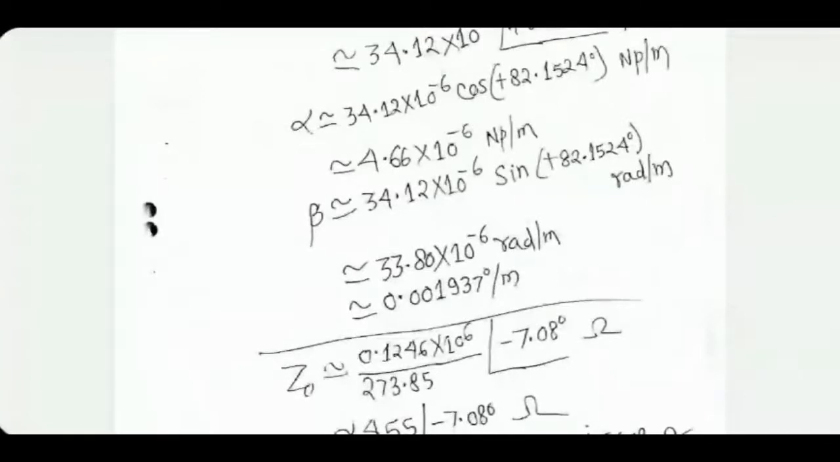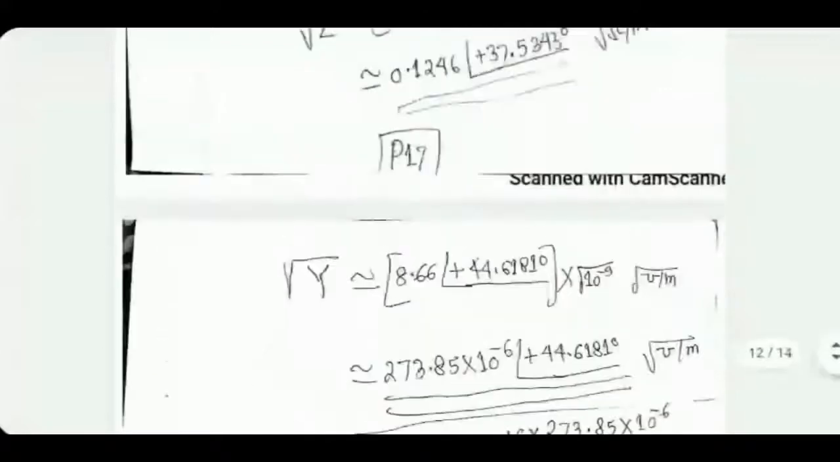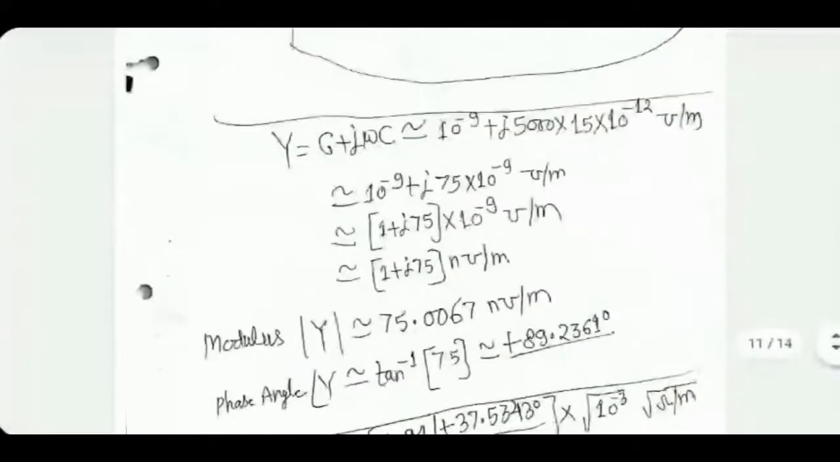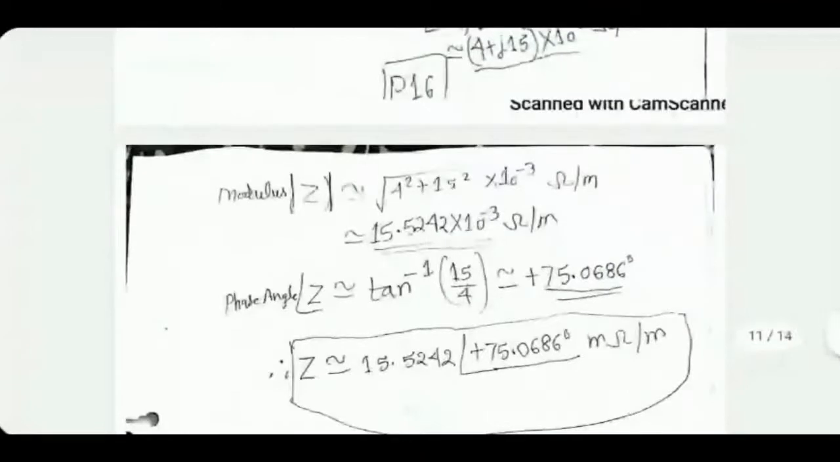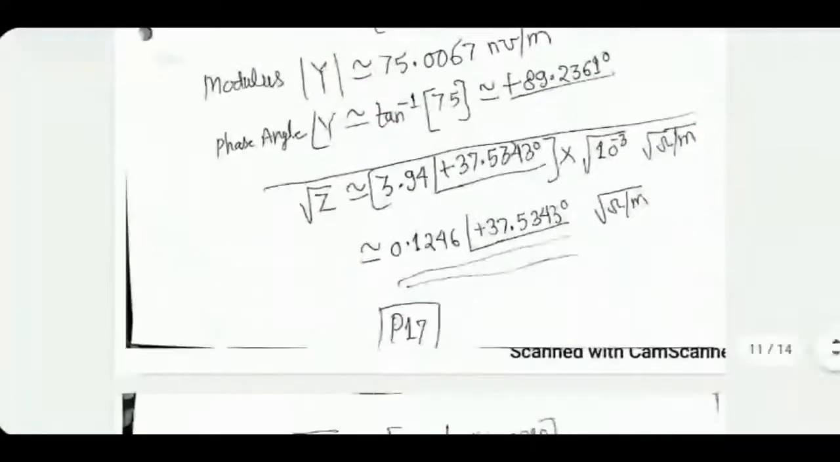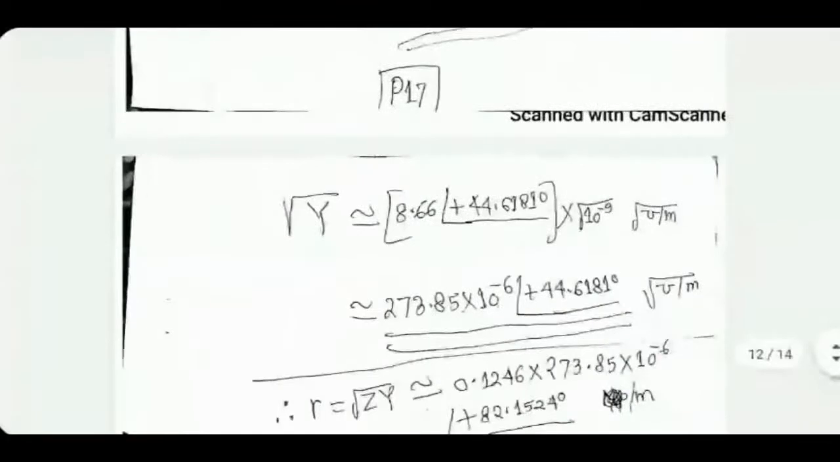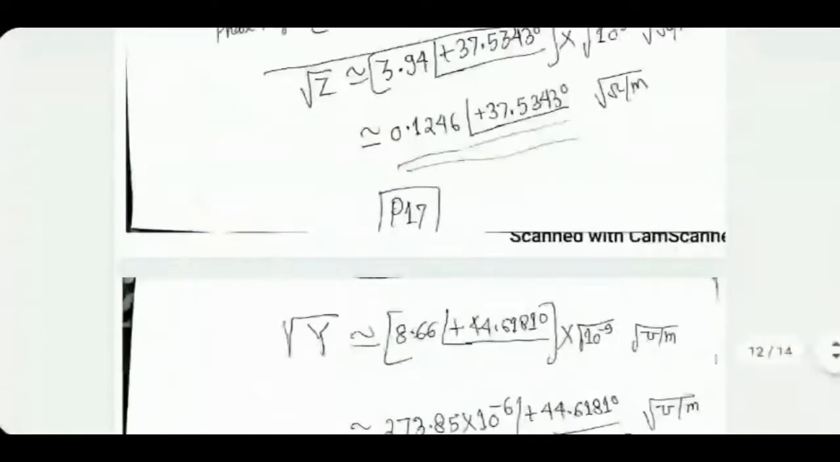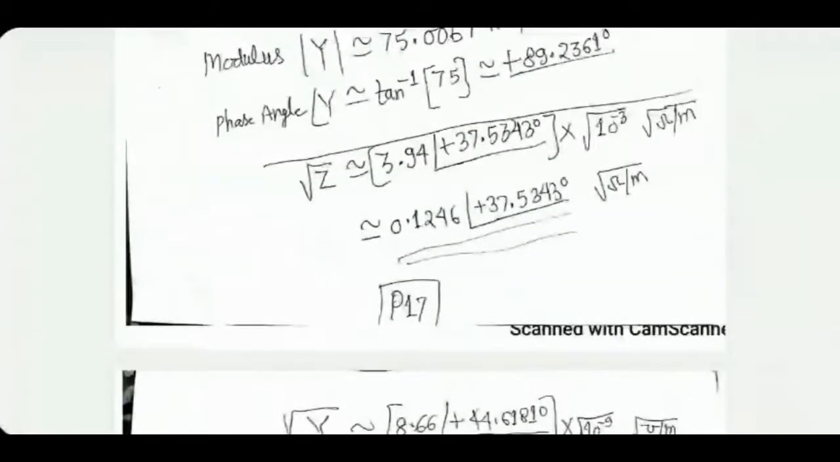Now for Z naught, I do square root of Z divided by square root of Y. So, 15 point, sorry, what was the number? 3.94 divided by 273.85 into 10 to the power minus 6. Just a minute. Square root of Z is so much.